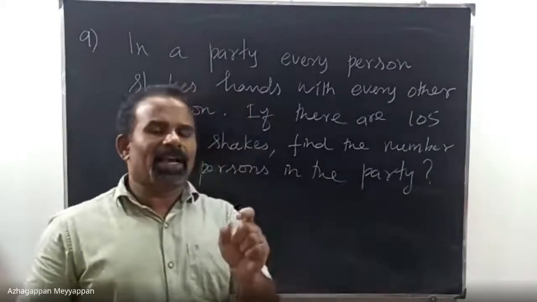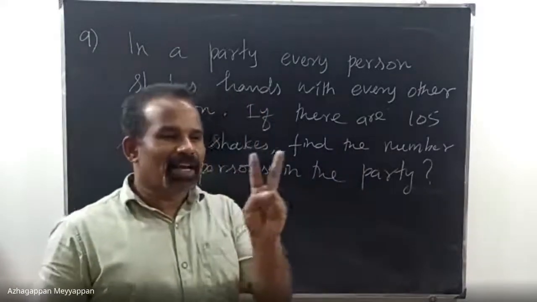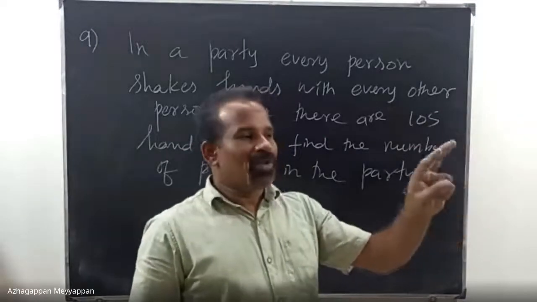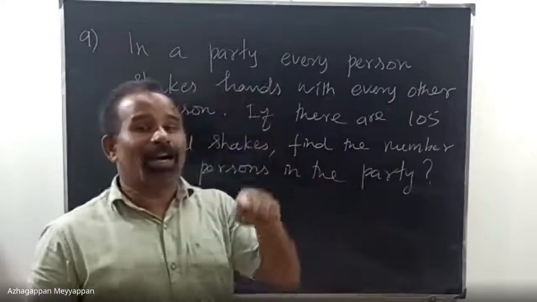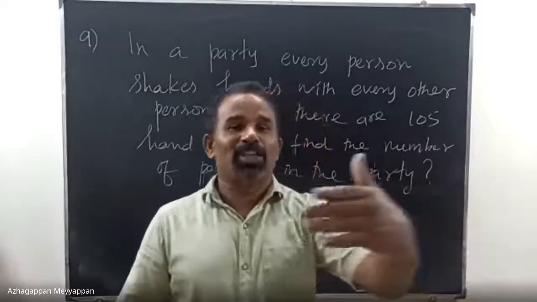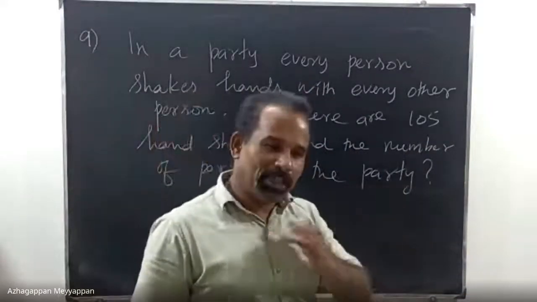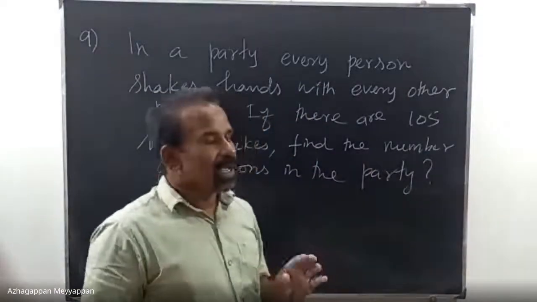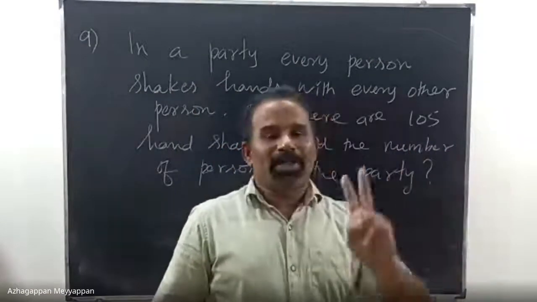So each handshake requires 2 persons. There is no order here. A shaking hands with B is equal to B shaking hands with A. Therefore, there is no order, so definitely this is a combination. For each handshake we require 2 persons.